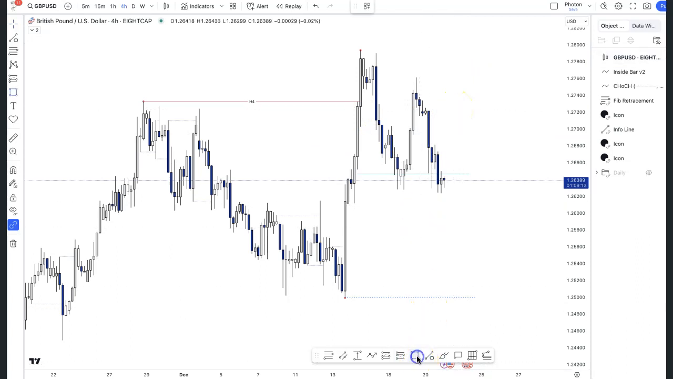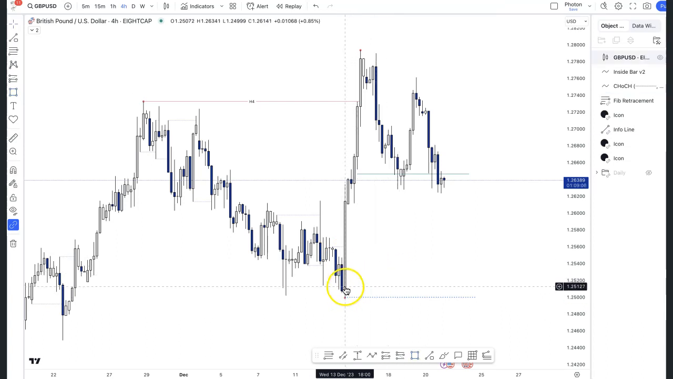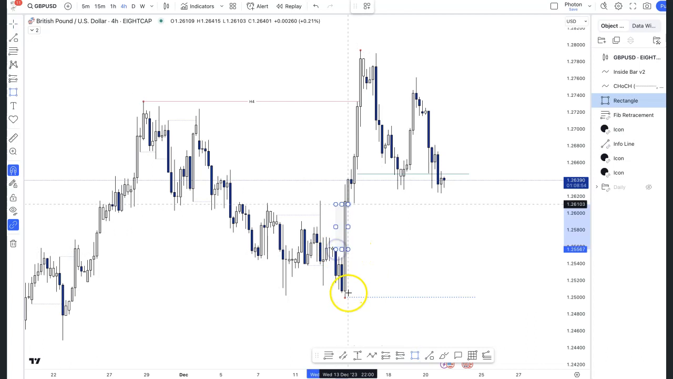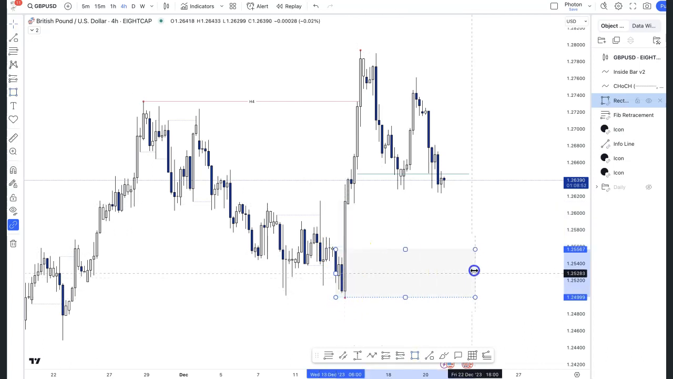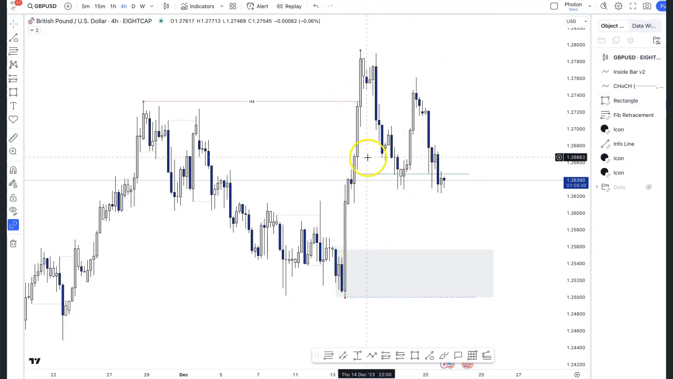As far as zones are concerned, I would mark this. Actually, no, not this. So when you have a very, very bullish candle like this, instead of just taking the adjacent candle, I'd probably take two, but since they're more or less the same, I'll probably take three of them to mark as my demand zone. So this is my 4-hour demand, which actually led to a break of structure.